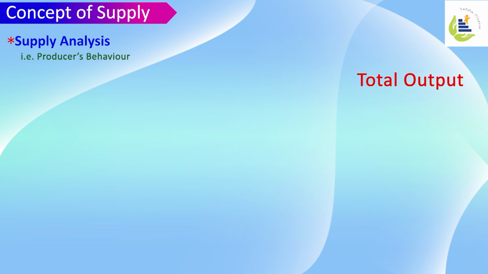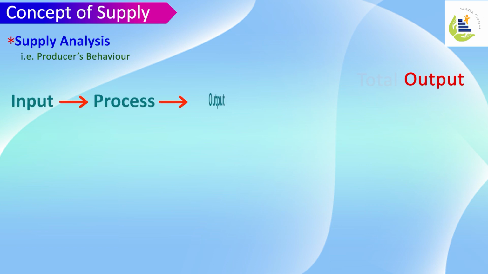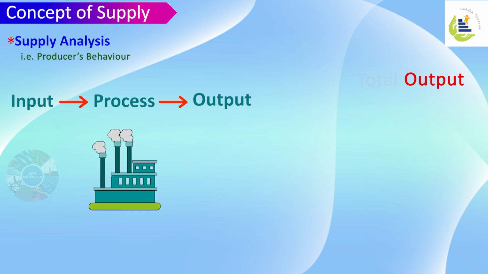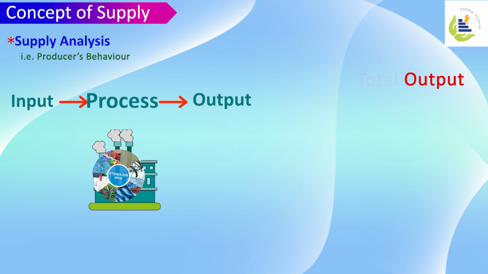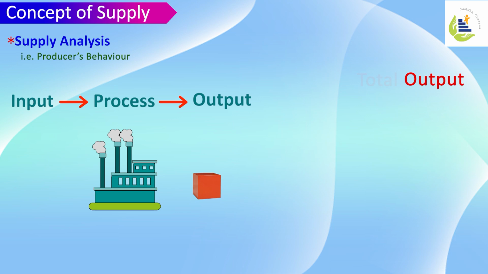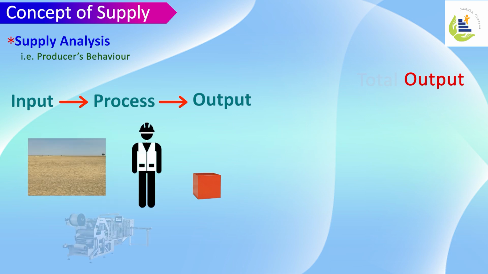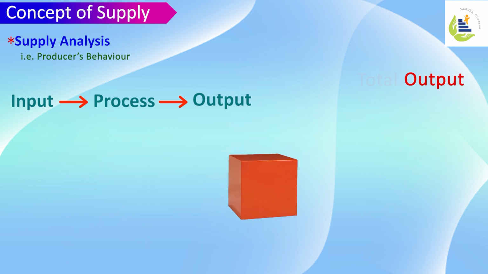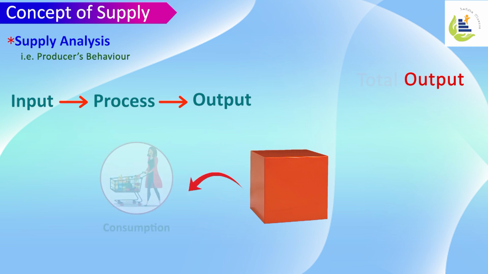Before going to total output, let us try to understand what output is. When you hear the word output, what comes to your mind? Yes, a simple process: there is an input, there is some process happening, and there is an output. Or in a larger perspective, there is a firm or industry, things come in and are processed, and you see an output. Producers, with the help of factors of production like land, labor, machinery and processes, produce output, and that output is then made available to consumers for consumption.